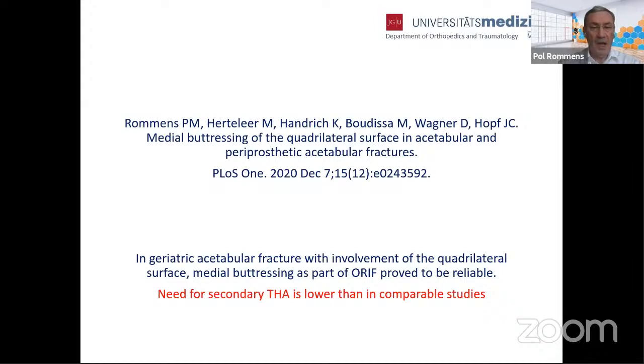So as a conclusion of this paper, we said that geriatric acetabular fractures with involvement of the quadrilateral surface may profit from a medial buttressing as part of the open reduction and internal fixation. And we could prove that the secondary total hip arthroplasty was needed only in 13.5% in comparison to 24% in the other series, it's lower.